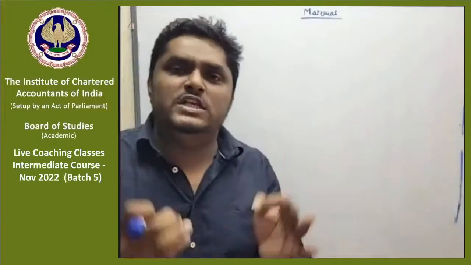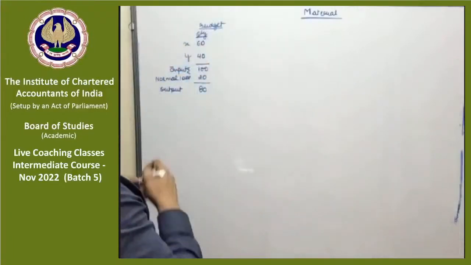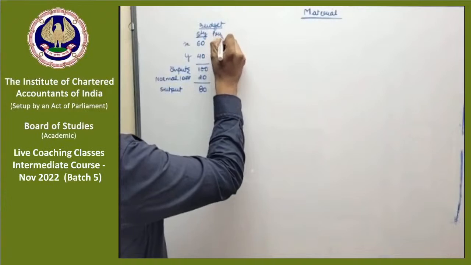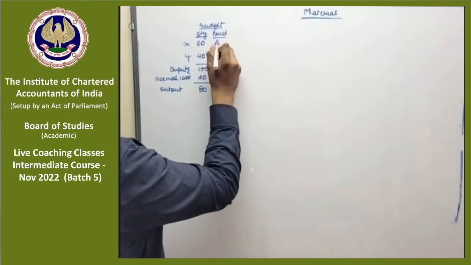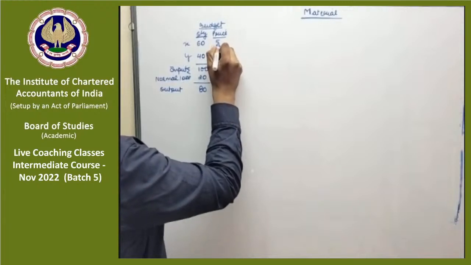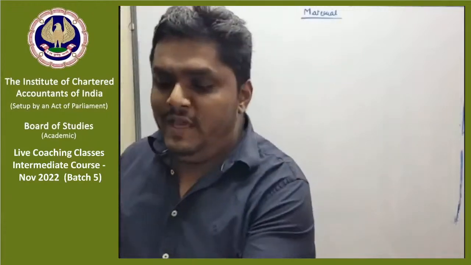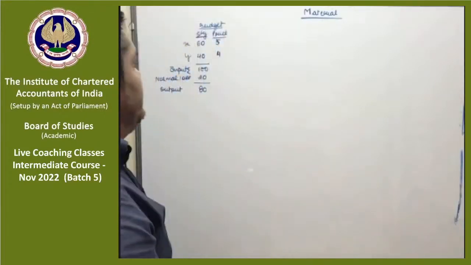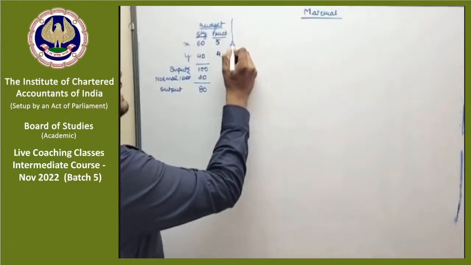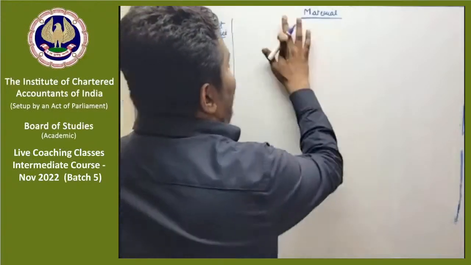Further, the company has provided the data that we have to purchase X and Y at the rate of rupees 5 and 4 respectively. We have to purchase X at rupees 5 and Y at rupees 4 per kg. So this is the budgeted data given by the management. Now let's check the actual results.